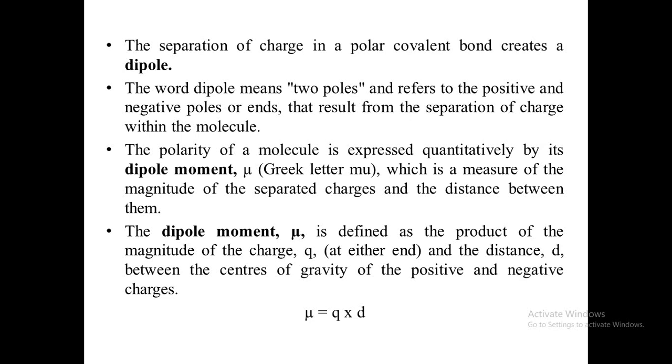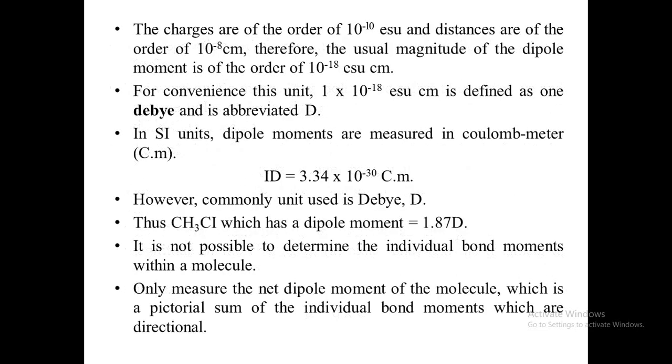If you know the dipole moment of a molecule and you want to completely dissolve that molecule, then you shall take a solvent of exactly similar dipole moment. All of you are very much familiar with the principle that like dissolves like. So this is represented by a Greek letter mu, which is a measure of the magnitude of separated charges and the distance between them. The proper definition for the term dipole moment is the product of the magnitude of charges at either end and the distance between the center of gravity of positive and negative charge, and it is represented by mu is equal to q into d.